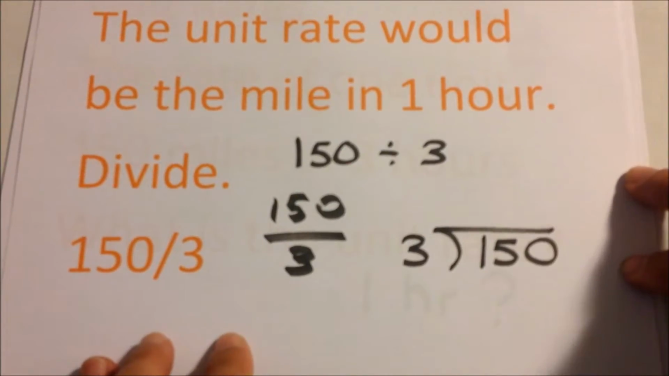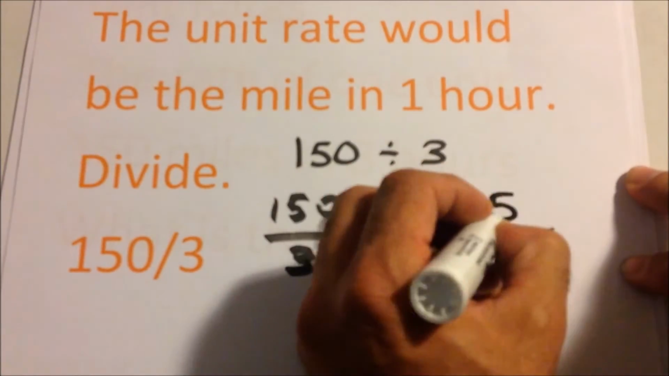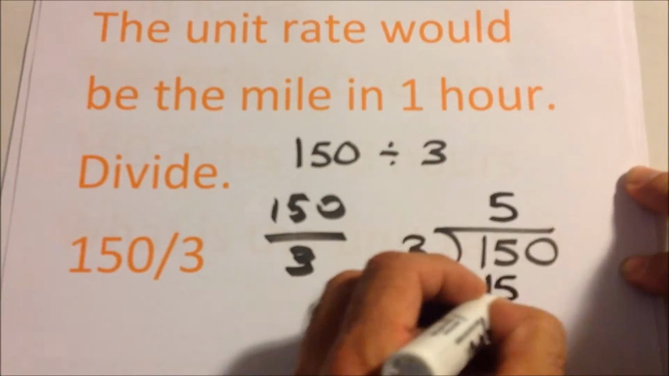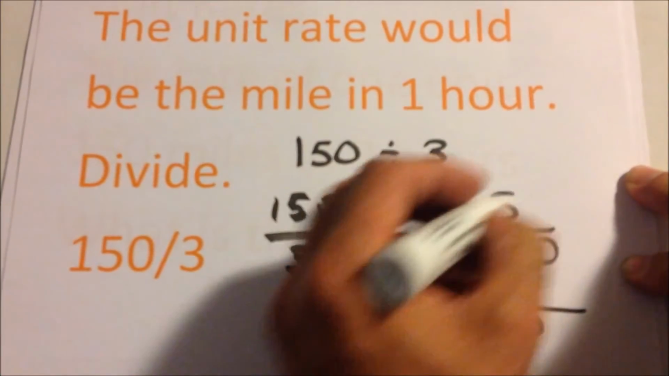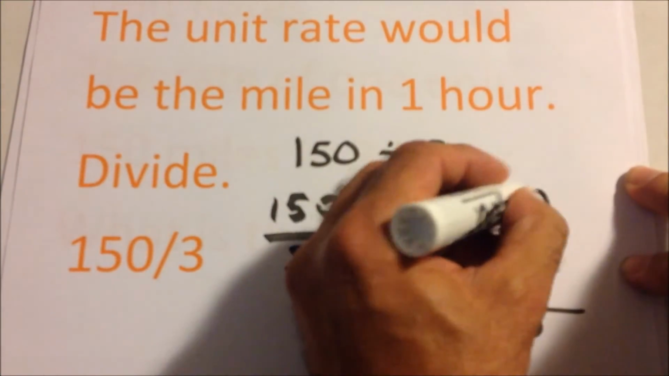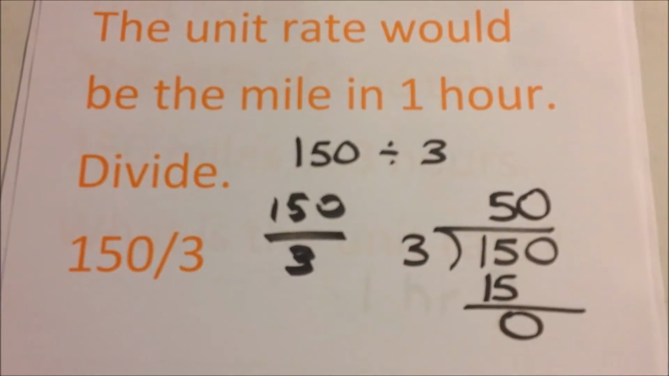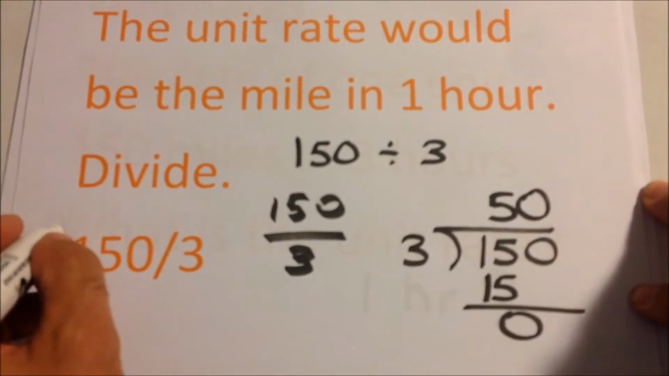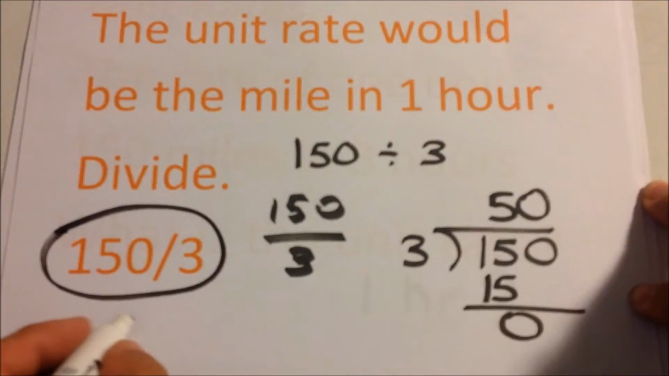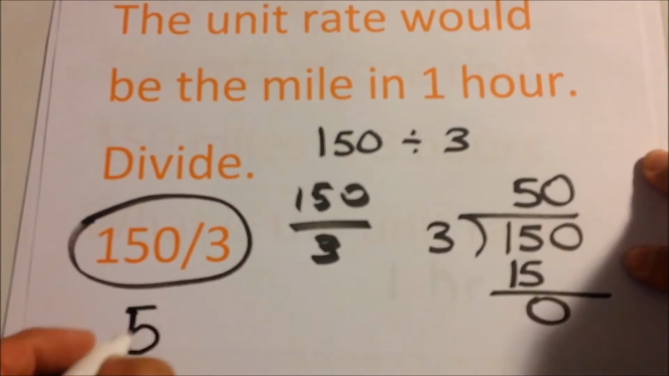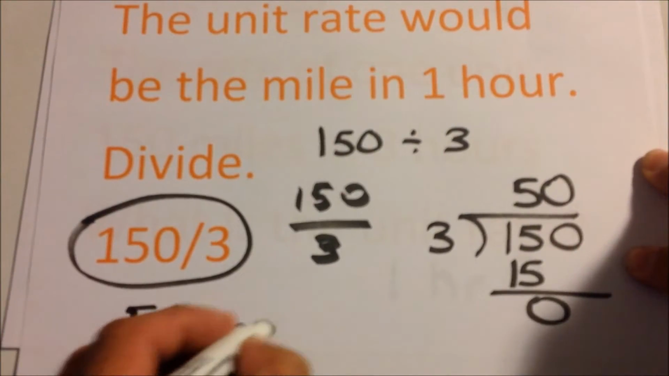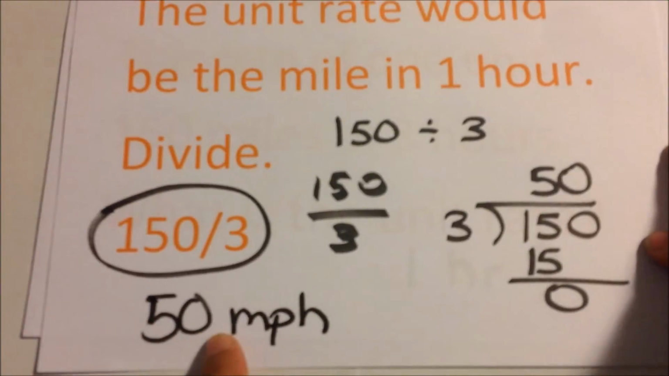So just simply divide. So 3 goes into 15 5 times. 5 times 3 is 15. You get a 0 remainder. 3 goes into 0. So you get 50. So the unit rate, if you're going 150 miles in 3 hours, you're going 50 miles per hour. That's mph. 50 miles per hour is the unit rate.